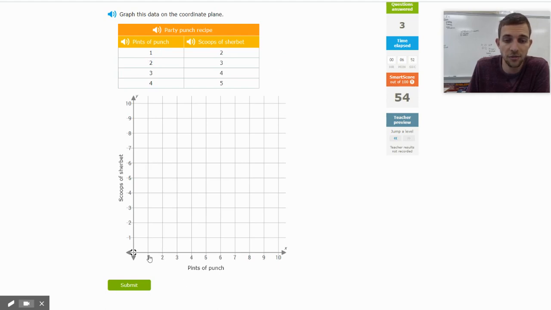And notice that pints of punch is the x-axis and ice cream is the y-axis. So I have 1 pint of punch, so I go over 1, and then I go up 2, which is my sherbet ice cream. 2 pints of punch, go to 2, and then the sherbet ice cream is at 3. 3 pints of punch, I go to 3, and then the sherbet ice cream is at 4. 4 pints of punch, I go to 4 on the x-axis, and then sherbet ice cream, my y-axis, is at 5.